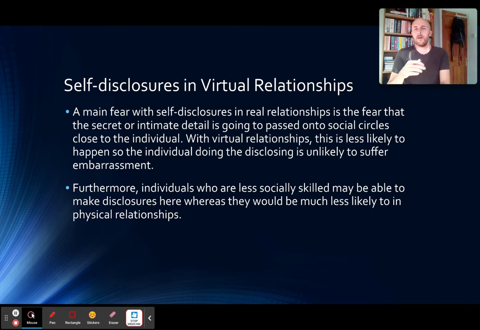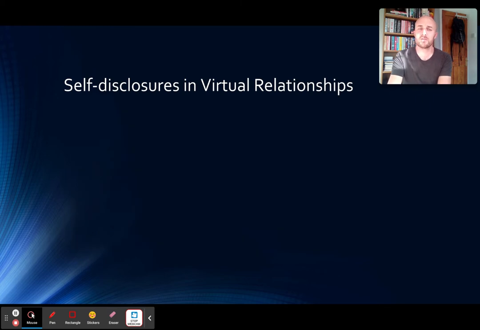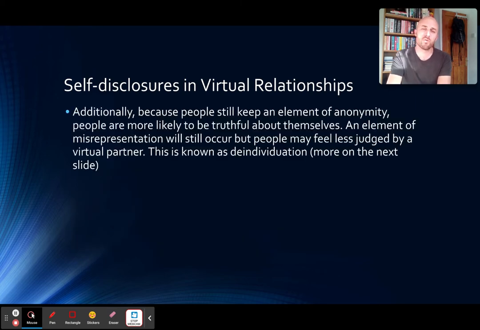But the point I'm trying to make here is that virtual relationships offer sanctity to those people who are less socially skilled because you can take your time in responding. And as a result, self-disclosure is thought to happen quicker in virtual relationships than physical relationships. This is also a little bit about anonymity here as well. And it's a bit tricky because it's a bit contradictory. Because people still keep an element of being anonymous, they are much more likely going to be truthful about themselves. Why would they lie?